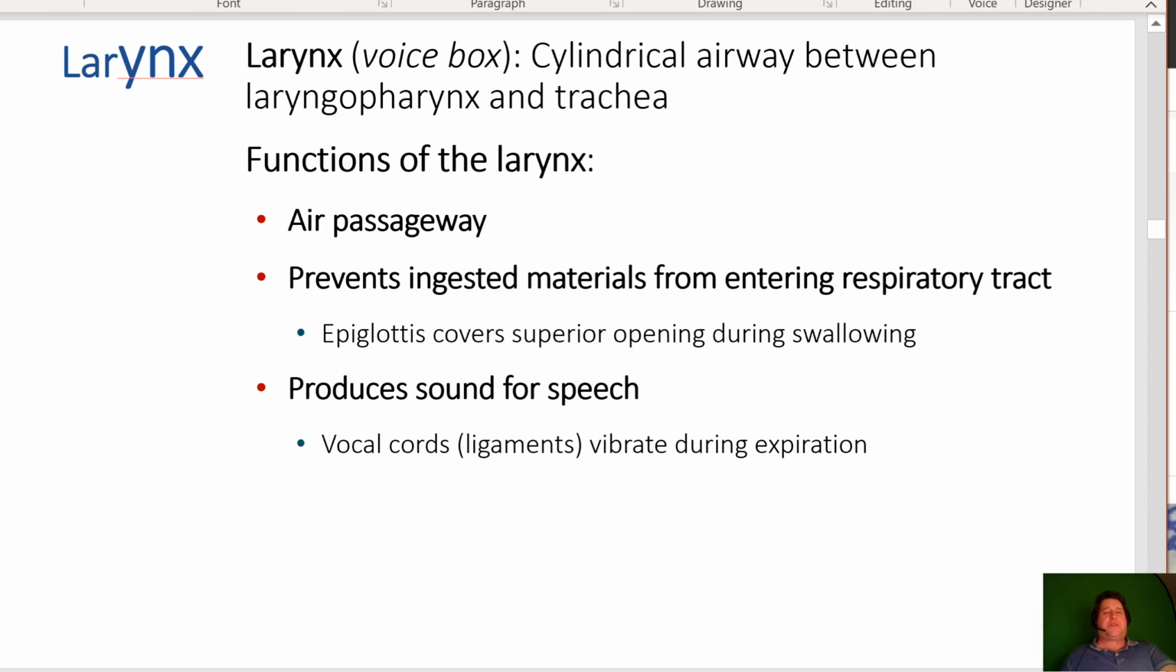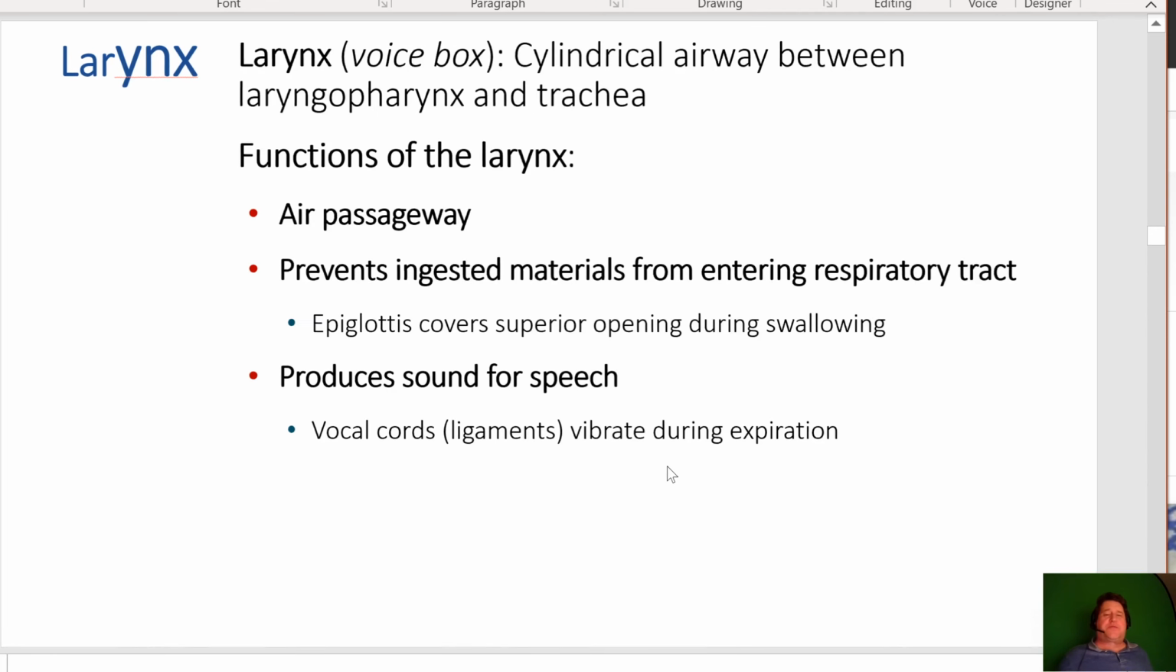between the laryngopharynx and the trachea. Its functions are to be an air passageway and to help prevent ingested materials from entering the respiratory tract. We don't want that stuff going down the respiratory tract. How that works is with an epiglottis covering the top of the opening of the larynx. The larynx is also responsible for producing sound for speech. It has vocal cords that vibrate during our expiration.